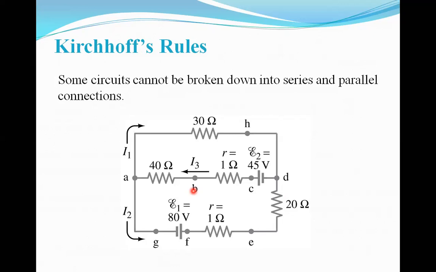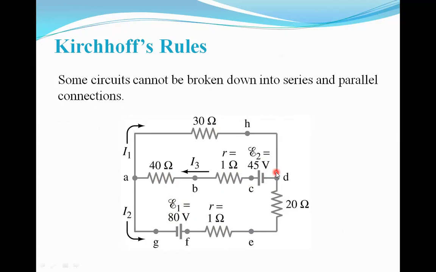So here we have two sources. E1 has a value of 80 volts, and E2 has a value of 45 volts. This is the internal resistance of the EMF source E1, which is 1 ohm. This is again an internal resistance of the EMF E2, of 1 ohm. And we have three resistances here: 40 ohm, 30 ohm and 20 ohm.